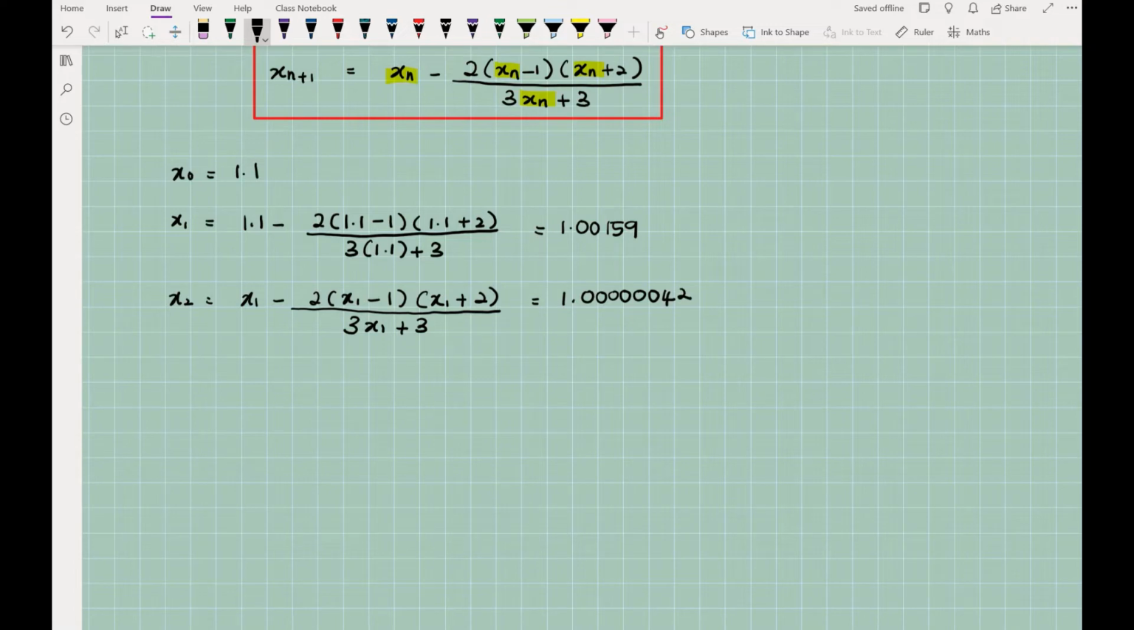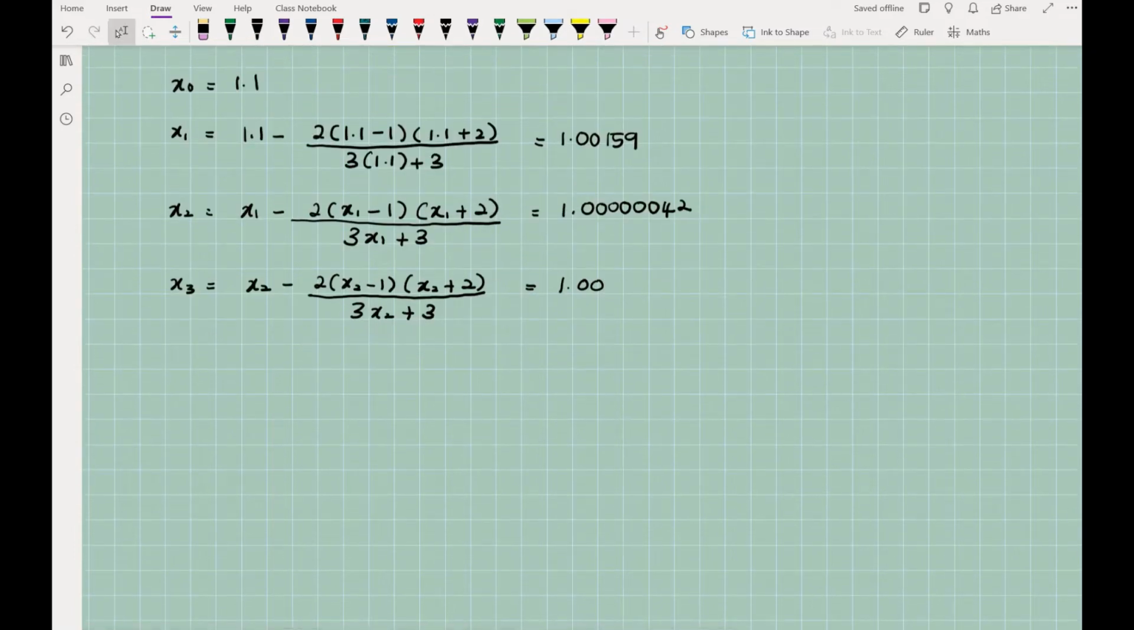So, bila you kira, you akan dapat jawapan 1.00000042. Okay, so do we need to continue? You can continue, tak ada masalah. So, untuk next step, X yang ketiga, kita akan dapat X2 tolak 2 darab X2 tolak 1 darab X2 tambah 2 over 3 times X2 plus 3. Okay, yang mana this will actually give you the value is equal to exactly 1 dalam calculator. So, I'm going to write this just up to 2 decimal place because the question specifically asks me to find the answer up to 2 decimal place.